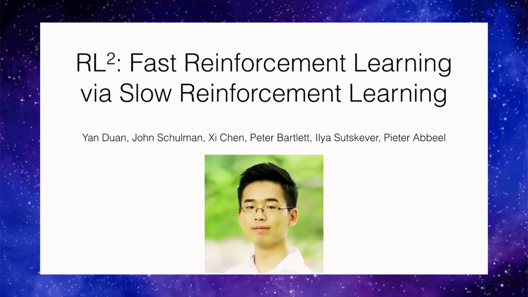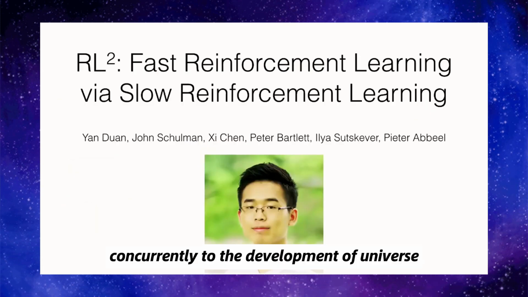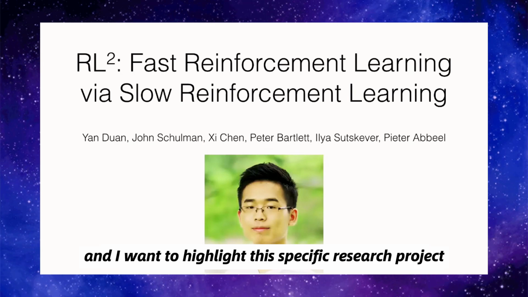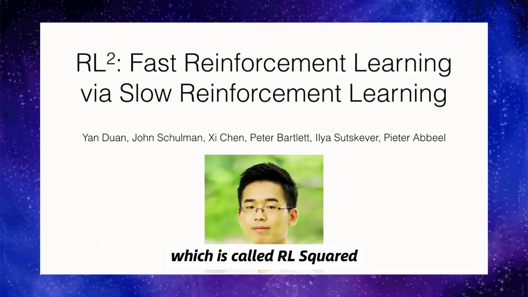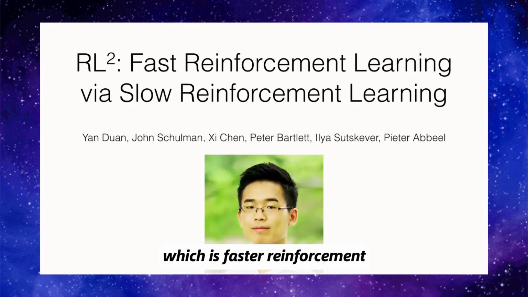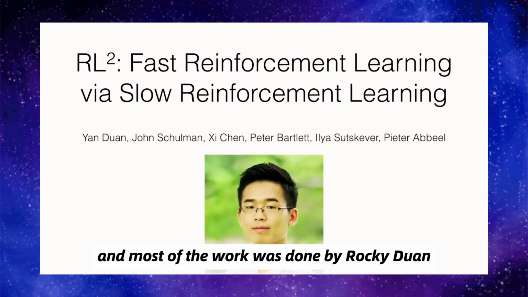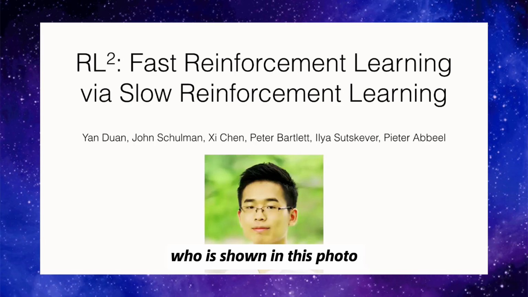So concurrently to the development of Universe, we were also working on a bunch of research. And I want to highlight this specific research project, which is called RL Squared, which is fast reinforcement learning by slow reinforcement learning. And most of the work was done by Rocky Duan, who is shown in this photo.